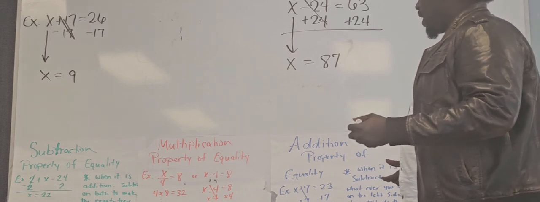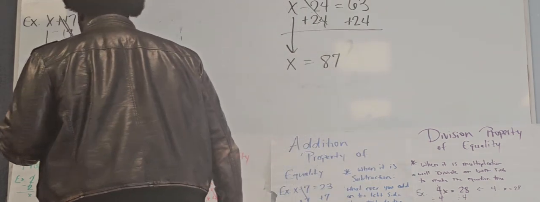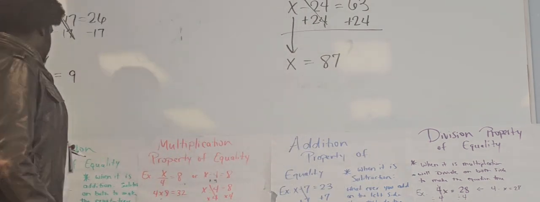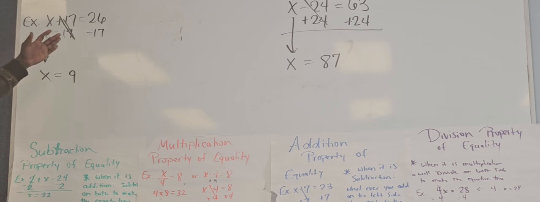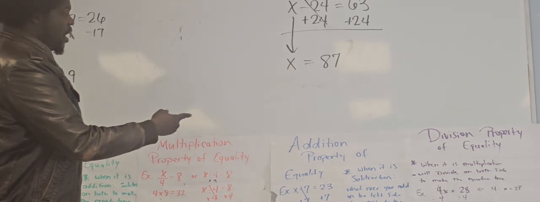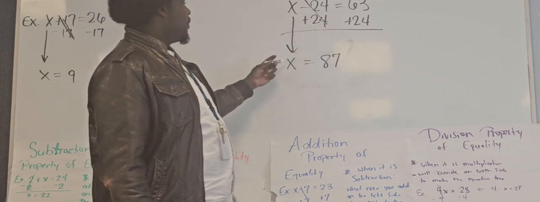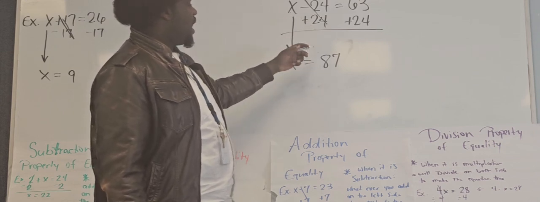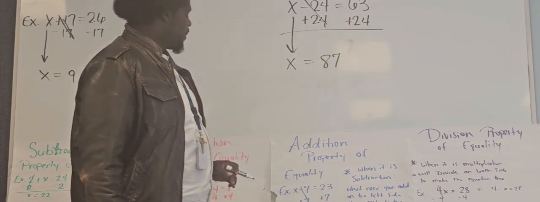So, right now, we just did two examples of how we can use the subtraction property of equality and the addition property of equality. On this one, we had to subtract 17 from both sides. So if we subtract 17 from one side, we have to subtract 17 from the other side. Same thing with the addition property of equality. We had to add 24 right here to get x by itself. So since we had to add 24 on this side, we had to add 24 on the other side as well to get what x equals.